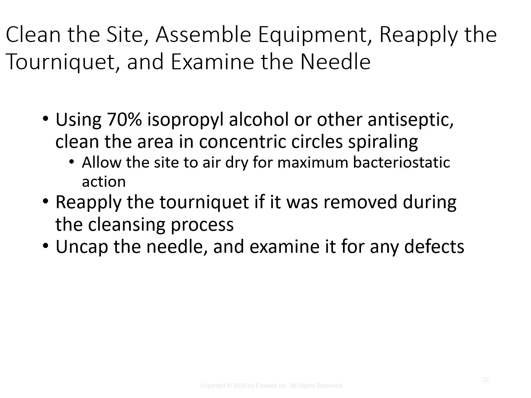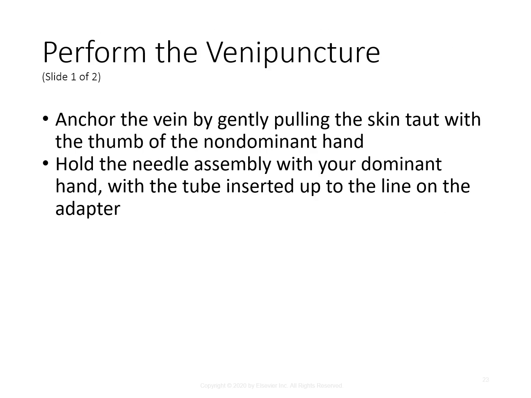So that's that. You're going to uncap the needle and examine it for any defects, so make sure it looks like it should. To perform the venipuncture, you're going to anchor the vein by gently pulling the skin tight with the thumb of the non-dominant hand. You're going to hold the needle assembly with your dominant hand with the tube inserted up to the line on the adapter.